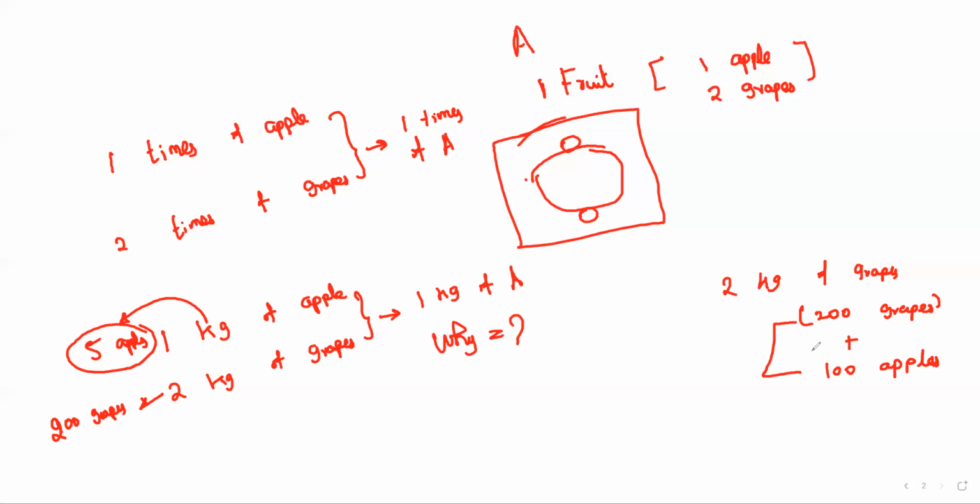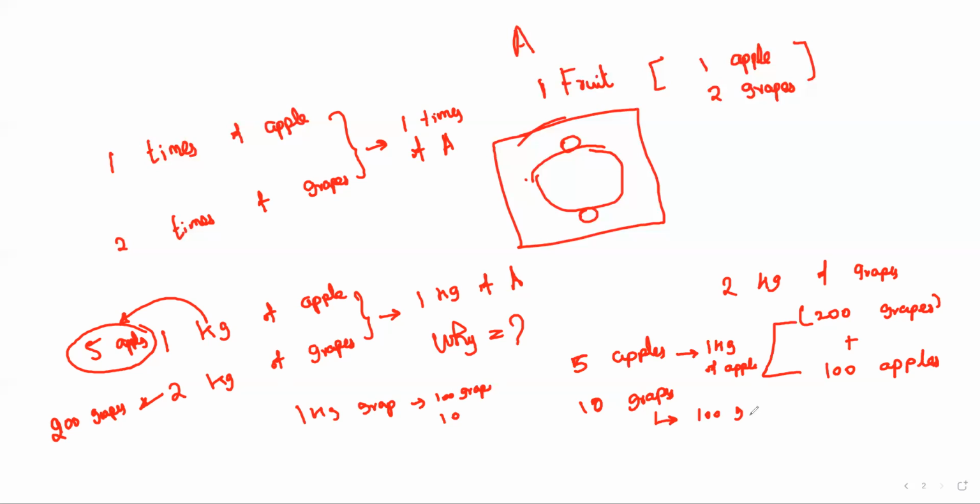If you take the unit called kg, it won't be helpful. Or else, if you take 5 apples, then you should take only 10 grapes. If 1 kg of grapes has 100 grapes, then 10 grapes will be something like 100 gram, which is 0.1 kg only.